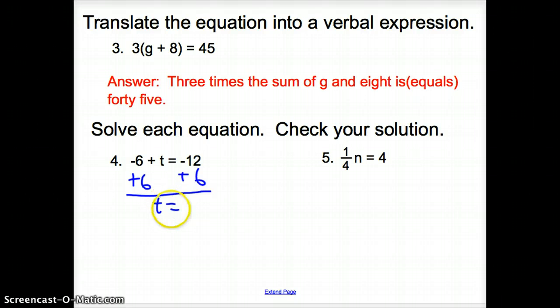And then we bring down our t. And t equals, and then we have -12 plus 6. What is -12 plus 6? Our -12 is bigger than our +6. So we have t equals -6 for our final answer.